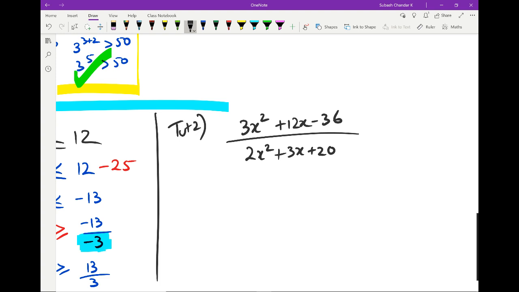All right, and then the next one is 2x squared. I'm particularly worried about the 2x squared plus 3x plus 20, because I think I'm right, that's not going to factorize unless it was a minus 3x. Let me see if that works out. No, that doesn't work out as well.